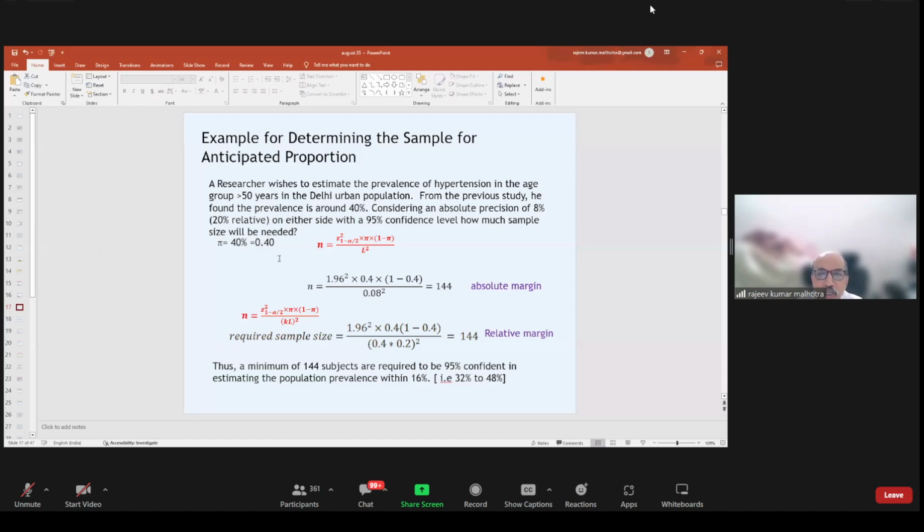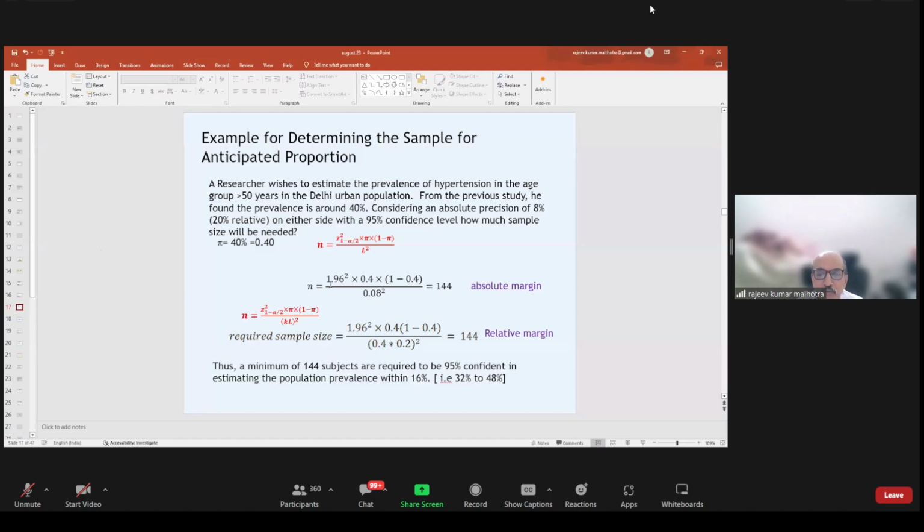So our proportion here is 40%. This is the formula for this. N is the sample size. N equals Z squared of 1 minus alpha, multiplied by the variance for the proportion, pi multiplied by 1 minus pi, divided by L squared, where L is the margin of error.